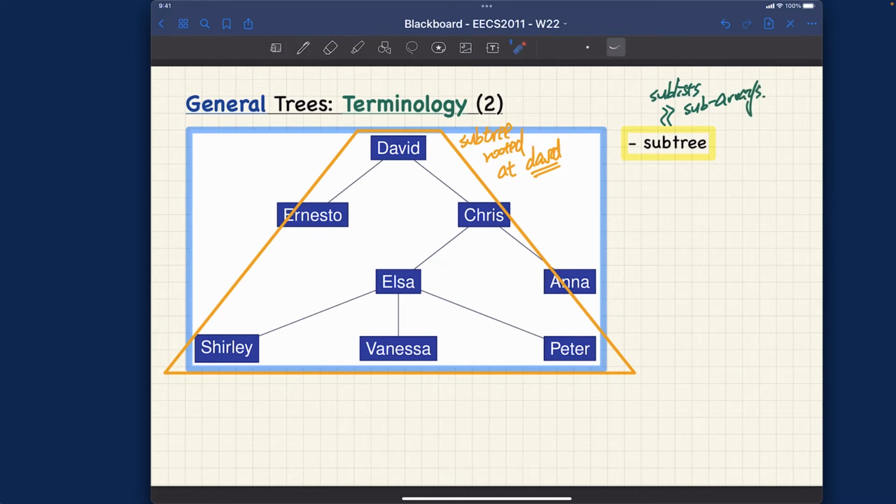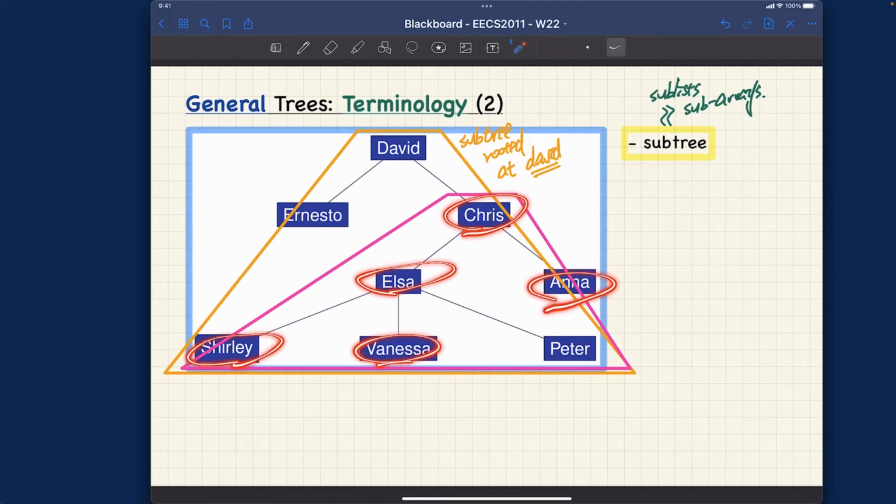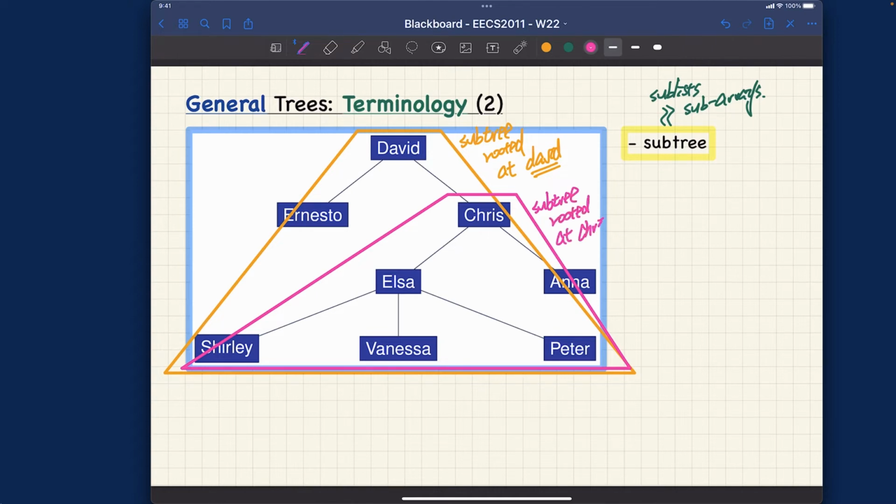Let's give another example over here. What will be the next biggest subtree? Let me just try to draw that over here. So how about this one here? Quiz is going to contain all the descendants of quiz, right? This pink one over here contains quiz, Elsa, Anna, Shirley, Vanessa, and Peter. So this will be the subtree rooted at quiz.